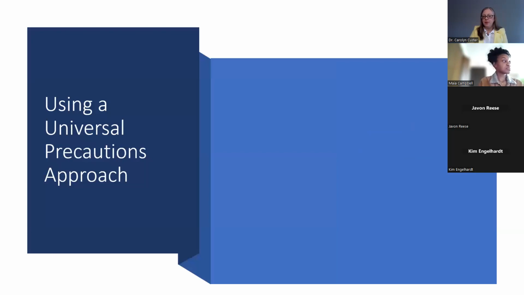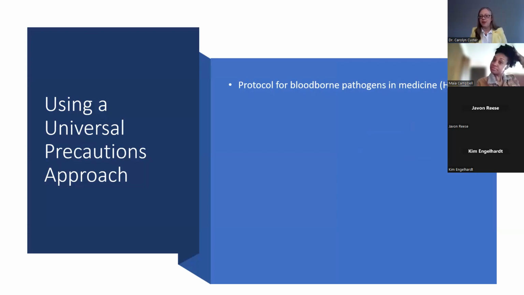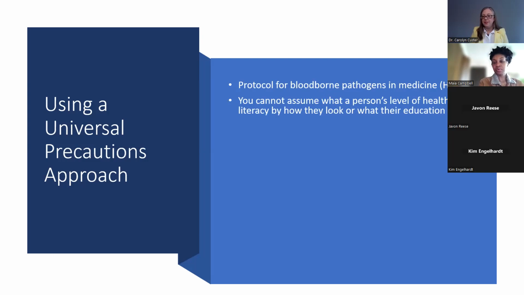So we talk about using a universal precautions approach. Javon, have you heard about bloodborne pathogens? Like just coming in contact with blood in general? Yeah, right. So every time you work in healthcare, we learn about bloodborne pathogens. Because you can't tell by looking at a person if they have HIV or hepatitis, etc. So we have to assume that all blood is infected, and that's called universal precautions.